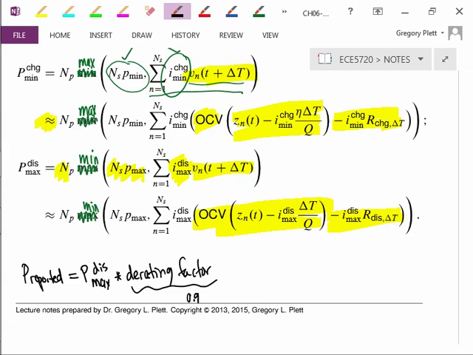In the next section, we will start looking at a different method that uses a more accurate cell model, so it can more accurately predict the power available in a cell. So let's get going and look at that.